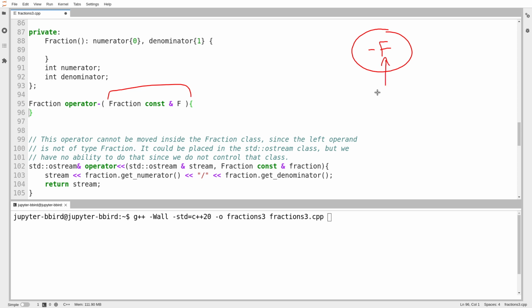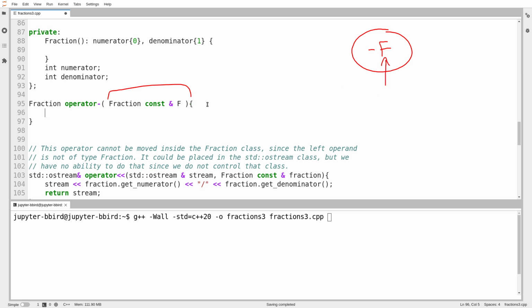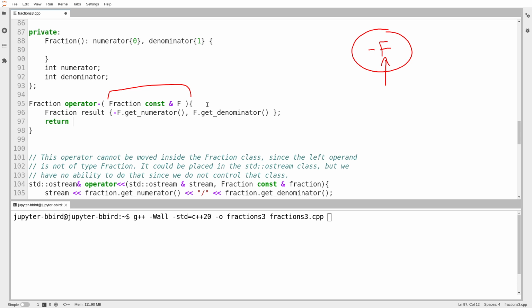It takes one fraction object f, and what does it return? Well, what it returns is a fraction result: negative f dot get numerator, and then f dot get denominator. So it just negates the fraction that it was given and returns that result. This is a unary operator, an operator that takes one operand.